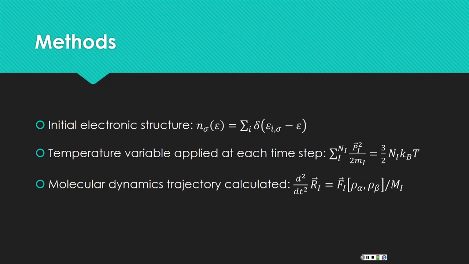So what was done is this was all run through VASP. We're setting up the initial electronic structure with that. At each time step, we're applying the temperature variable, which was as low as 300 up to, I think, 3,000. And at each point, well, not at each point, but we're testing the molecular dynamics to see how the system is behaving under these conditions.